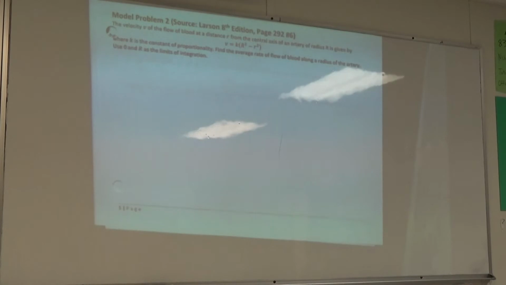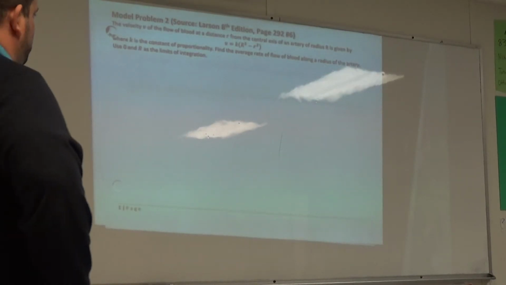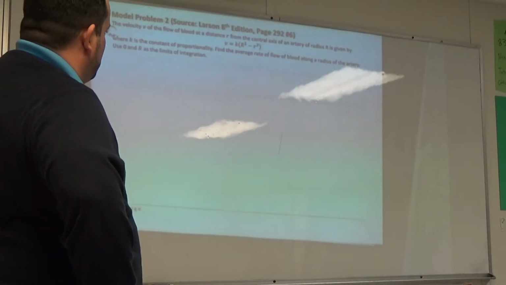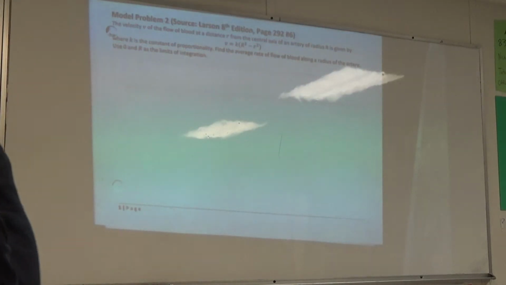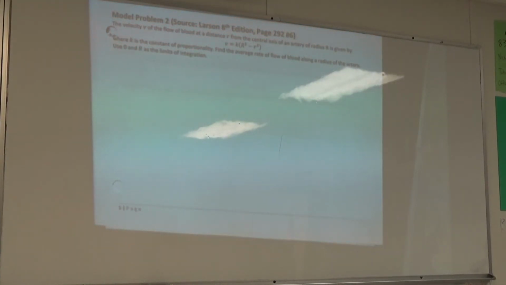Velocity v of the flow of blood at a distance r from the central axis of an artery of radius R is given by that function there, where k is the constant of proportionality. Find the average rate of flow of blood along the radius of the artery.